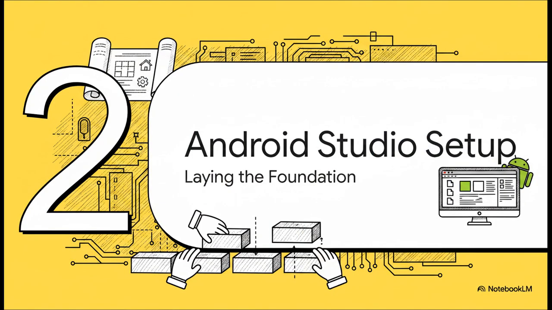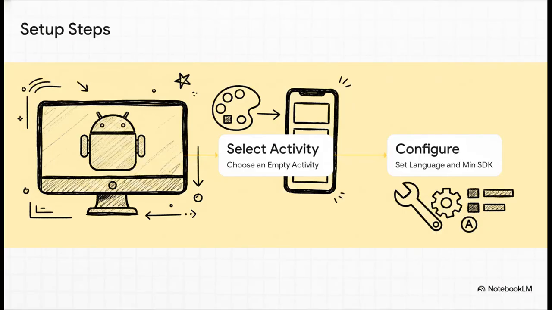Section 2. Setting up Android Studio. Laying the foundation. With our blueprint in hand, let's lay the foundation by setting up the official integrated development environment. Honestly, for an environment that gives you so much power, the setup is surprisingly straightforward. It really just boils down to 3 quick steps. Open the software, select an activity, and configure your project.